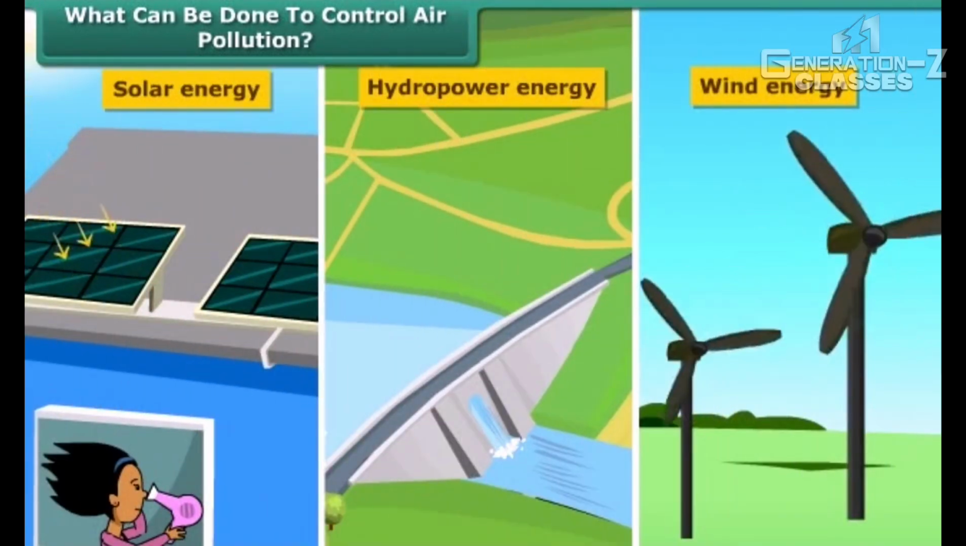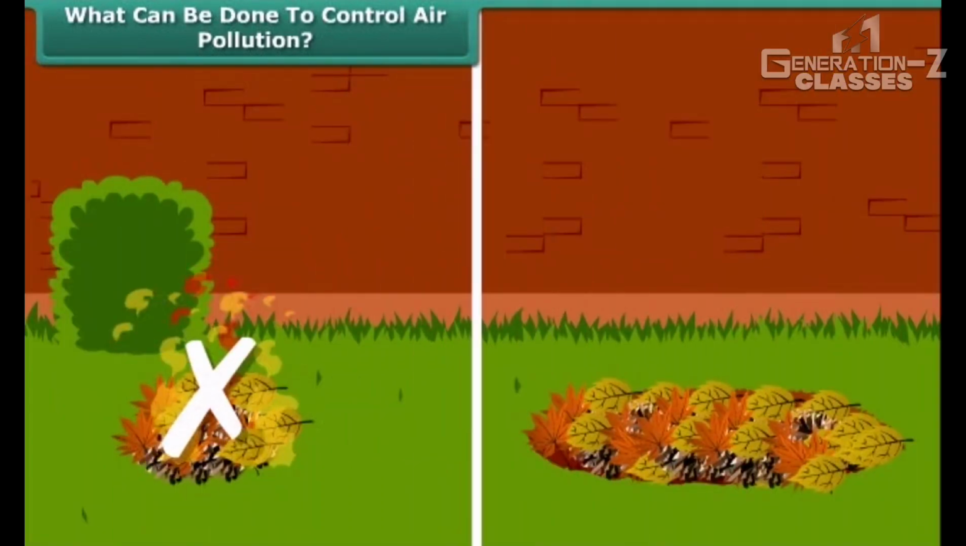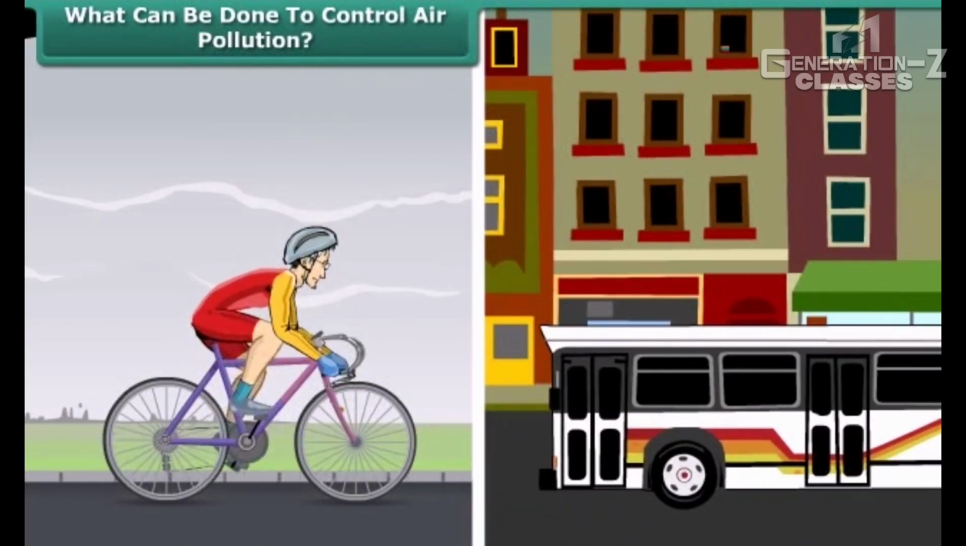hydropower and wind energy. We can also plant new trees. Rather than burning the dry leaves, we can put them in a compost pit. We can walk more, switch over to bicycles for covering small distances and use public conveyances.